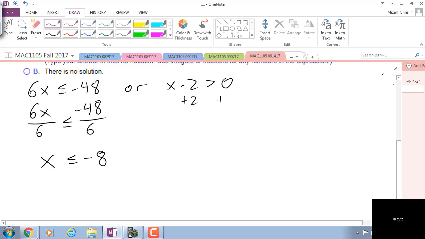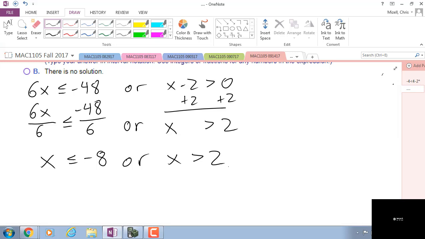The other one, x minus 2 is greater than 0. Add 2 to both sides. No need to reverse the inequality symbol there, just adding something to both sides. I'm going to bring down the OR statement and maybe copy it and bring down the OR statement as well. So if we find a number that's less than or equal to negative 8, or it's greater than 2, we've got ourselves a solution. Is there any number that you can think of that would satisfy both of these inequalities?